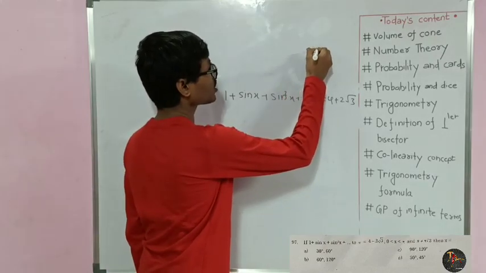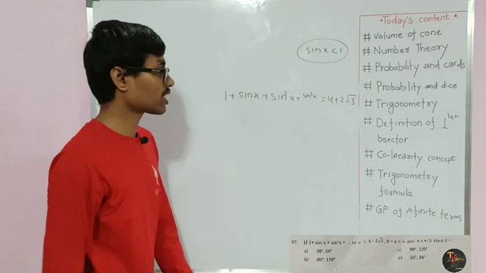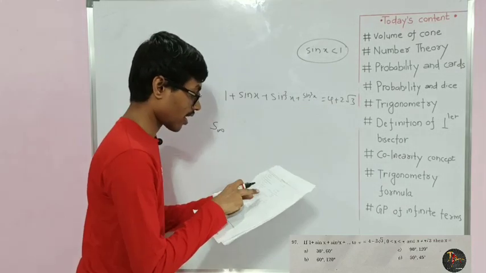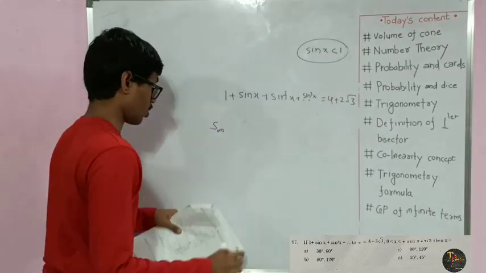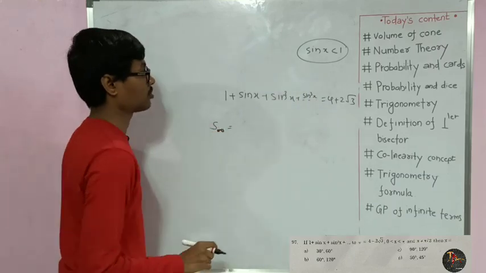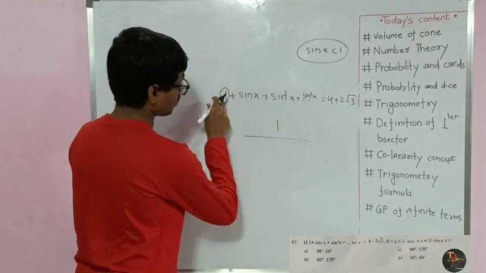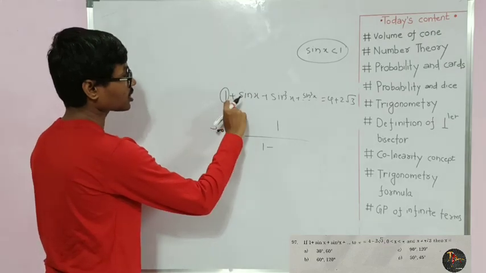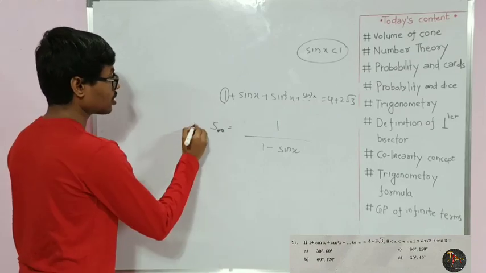Now the value of sin x is always less than 1. Now we can apply, yes, this is an infinite GP. They haven't given an end here; they made this value infinite. Now S infinity is the sum of infinite terms. The sum of infinite terms is the first term A, which is 1, divided by 1 minus the common ratio. The common ratio is sin x. So 1 divided by 1 minus sin x is equal to S infinity.